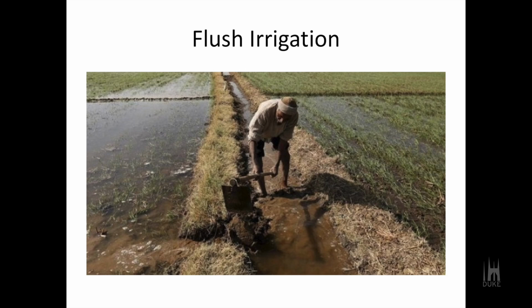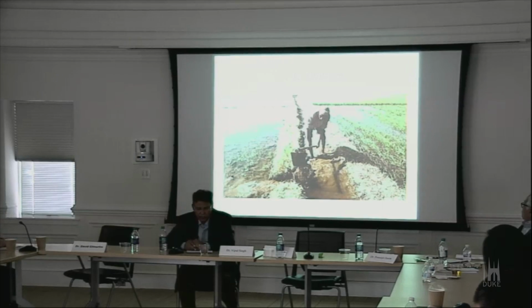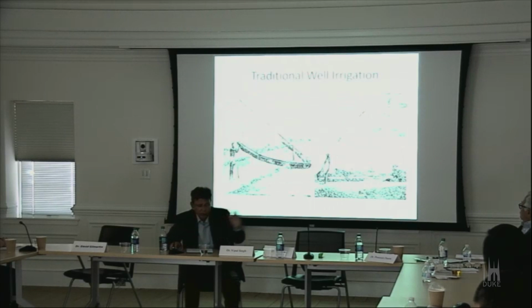Flush irrigation was one of the most common methods. When water was at the higher level in the river than in the fields, cultivators only had to make a cut in the banks of the water channel and allow the water to flow into their field as required. Many times, however, the water level in the rivers was at a lower level, and therefore it was lifted through various traditional methods, as you could see here.